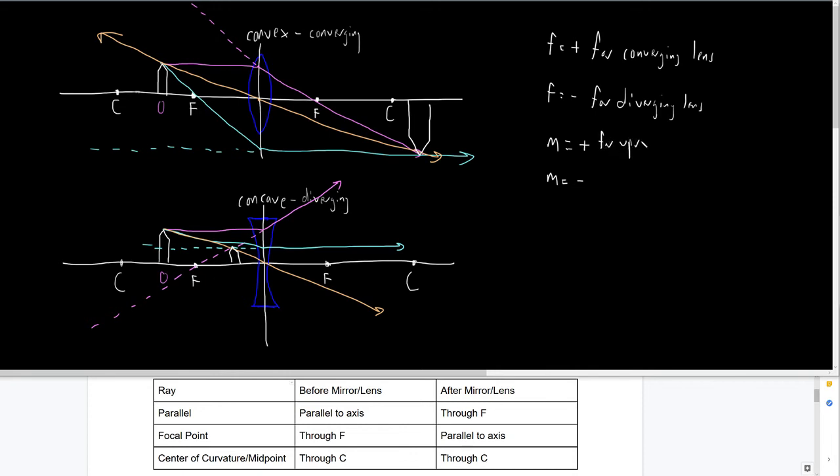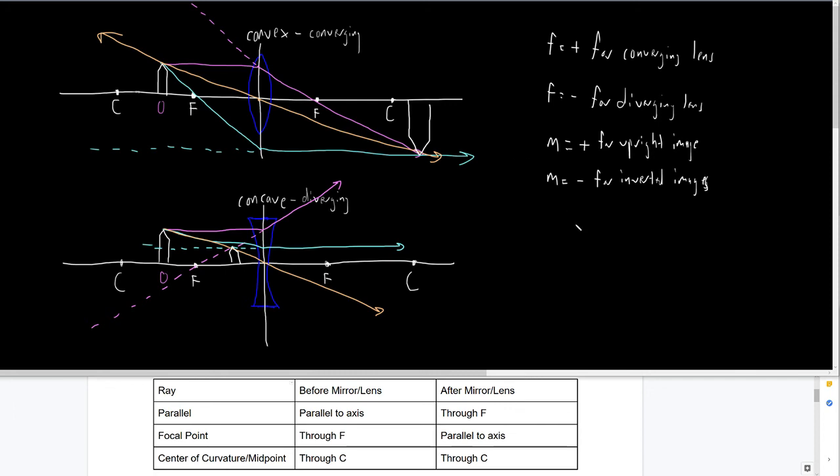So positive is for upright images. Sorry about the handwriting there. And that means our magnification is negative for inverted images. One misconception is that just because your magnification is negative doesn't mean your image is getting smaller. It just means the image is going to be flipped. It's going to be upside down. That's really all that means.